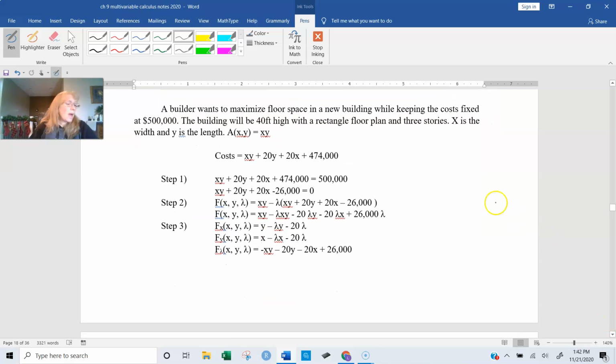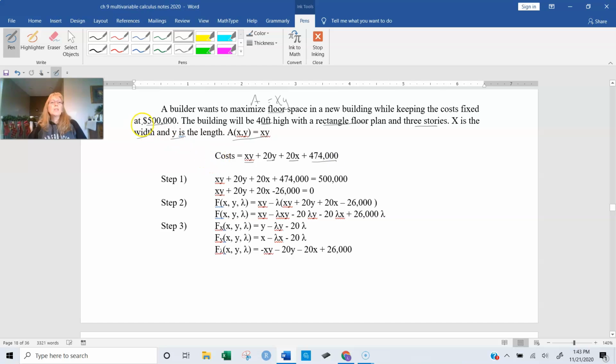Okay, let's try one now with actual work. A builder wants to maximize floor space in a new building. Well, I know floor space is area, so that's XY, while keeping the cost fixed at $500,000, so this is what I have to fix. The building will be 40 feet high, with a rectangular floor plan, and 3 stories. X is the width, Y is the length, area equals XY. So we know the cost is XY times 20Y times 20X plus $474,000. This is given to us.